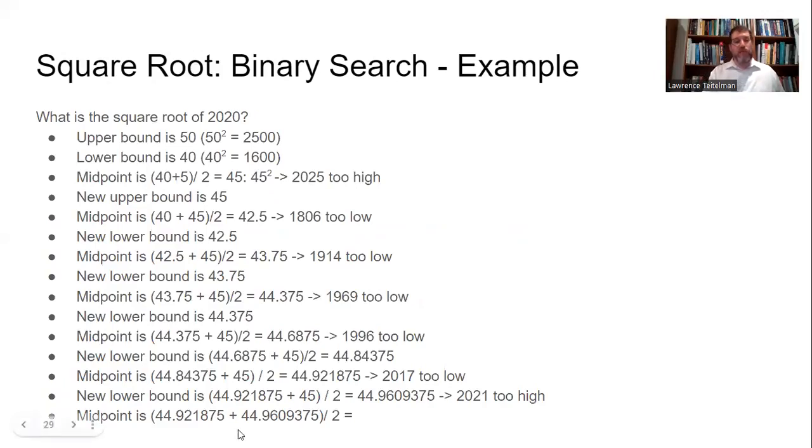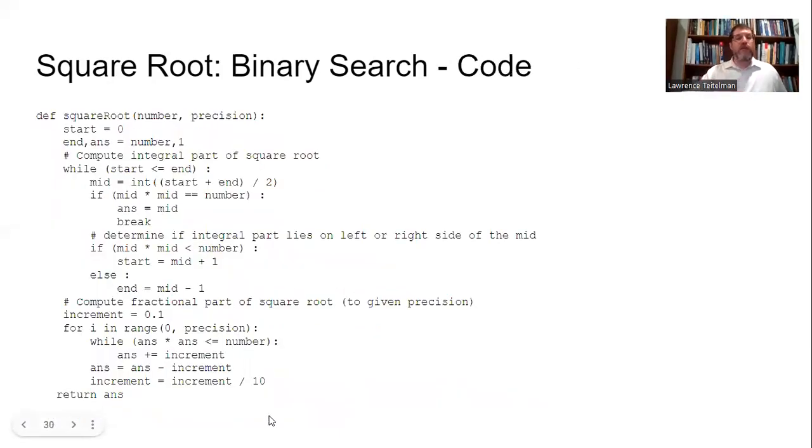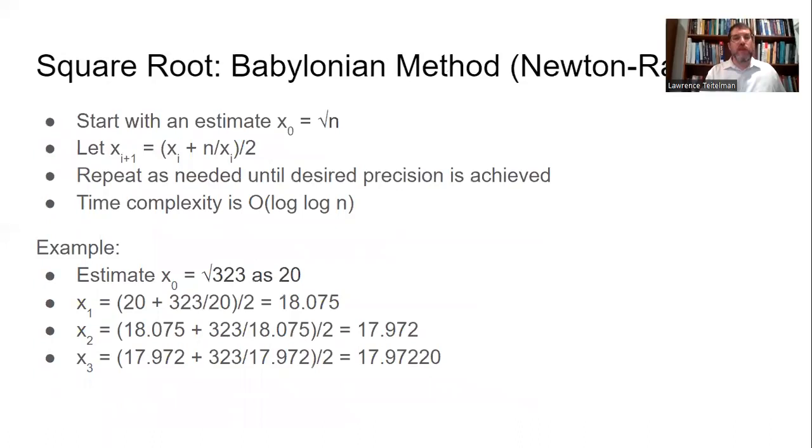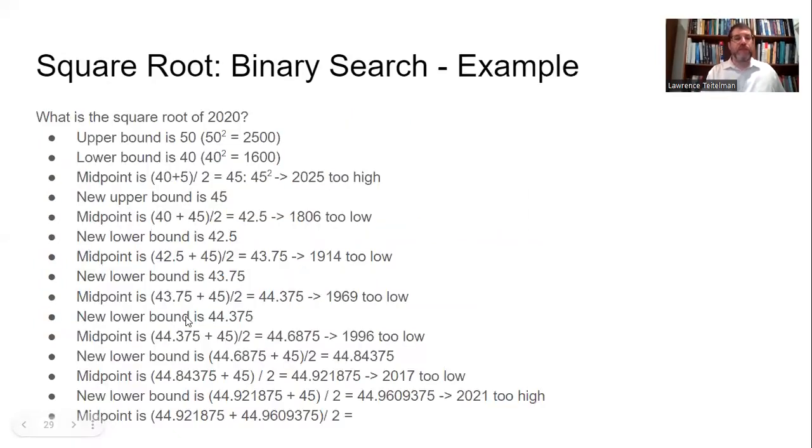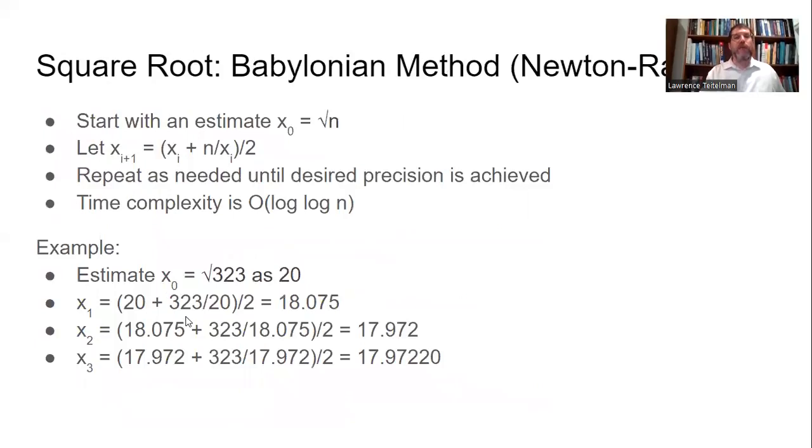But you see, we get pretty good precision in just a few iterations, it looks like at least 4 digits. So here is the code for the binary search approach to finding a square root. And do we have a time complexity here? Yeah, the time complexity is log of n, not unlike the binary search for searching. But now we have another approach.